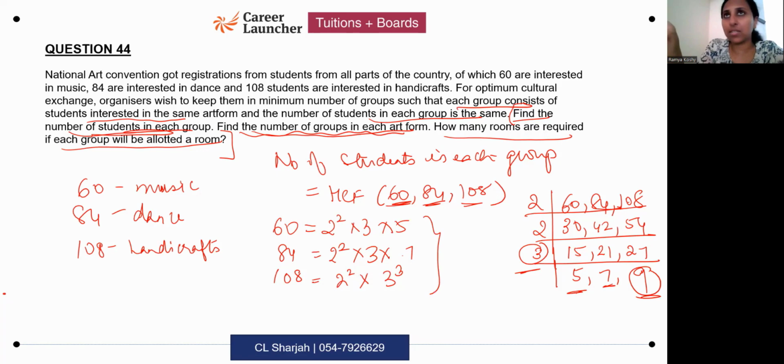Some of you do it separately, that's okay. After you do this, HCF is equal to how much? We already know HCF is how much? 2 square into 3, which is 12. So this is the number of students in each group.